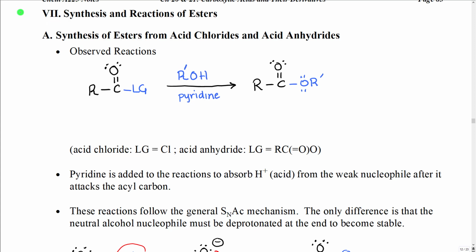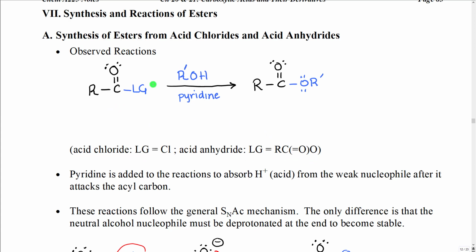Our first reaction that we're going to look at is the synthesis of esters from acid chlorides and acid anhydrides by essentially a nucleophilic acyl substitution. This would be what I had previously discussed about how derivatives that are further down on the chart could be made from derivatives that are higher up. We're going to combine the acid chloride and acid anhydride, representing them in this way with just Lg as a symbol for either chlorine in the case of the acid chloride or carboxylate in the case of the acid anhydride.